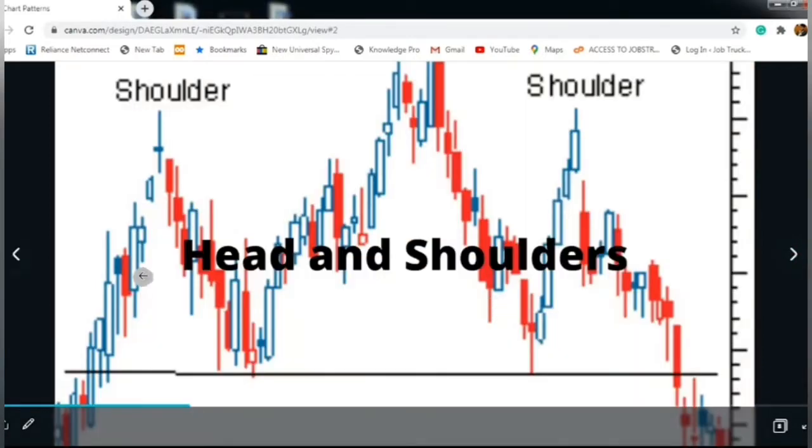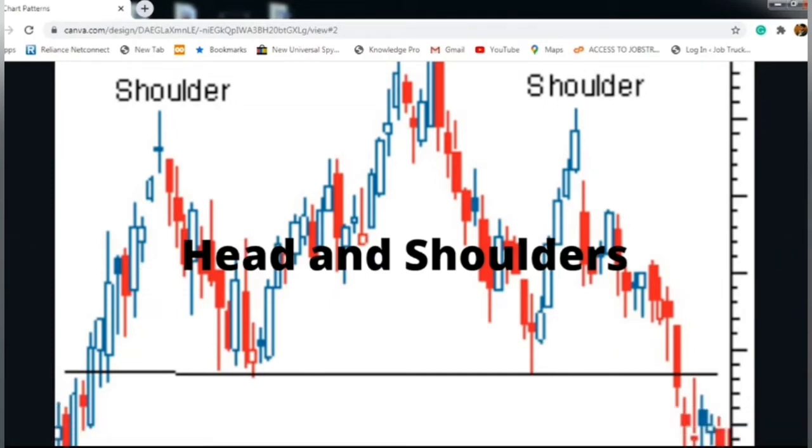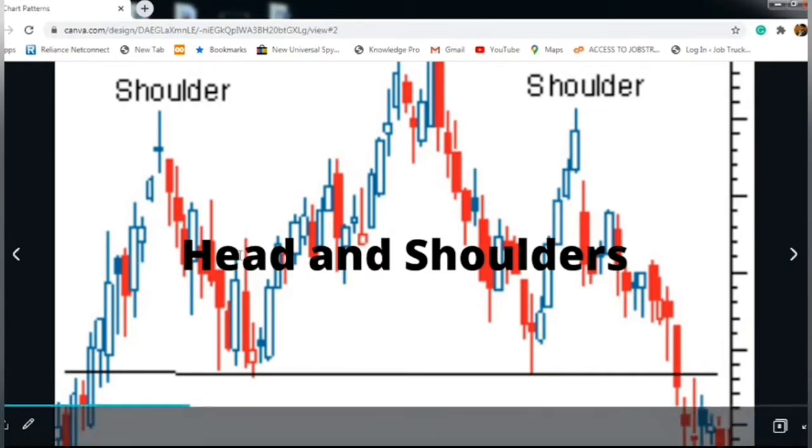So let us have a look at the first one, that is head and shoulders. We can easily remember this chart's name by the Head and Shoulders shampoo. It has a very simple structure, and in this particular chart there will be two shoulders and one head. See my mouse movements. These two are the shoulders and the other one is the head.